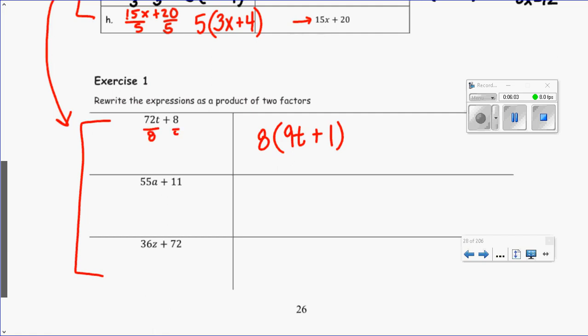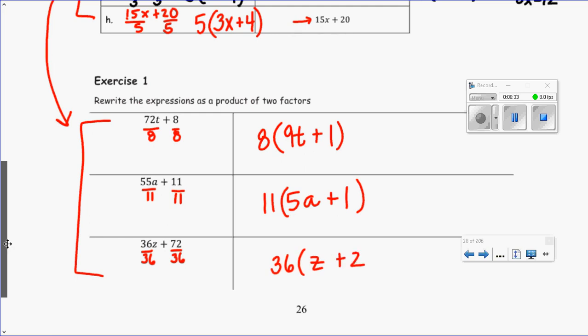Okay, for the first one, you were supposed to divide by 8 because that's the greatest common factor that goes into both of them. For the next one, 11 goes into both of them, so 11 is my outside number. And I'm left with 5a and positive 1, so plus 1. And then the last one, it's actually 36 because 36 goes into 72. So 36 is my outside number, and I'm just left with 1z and a positive 2.